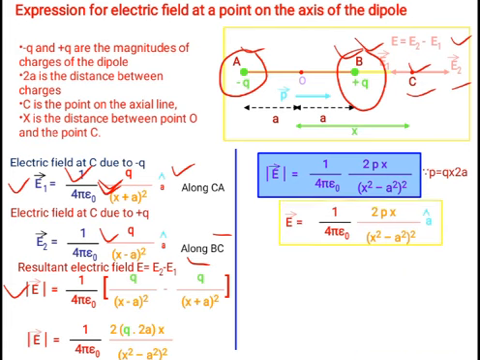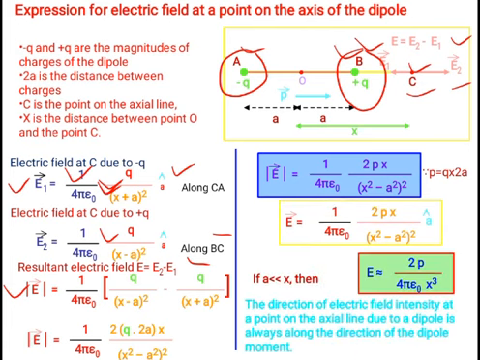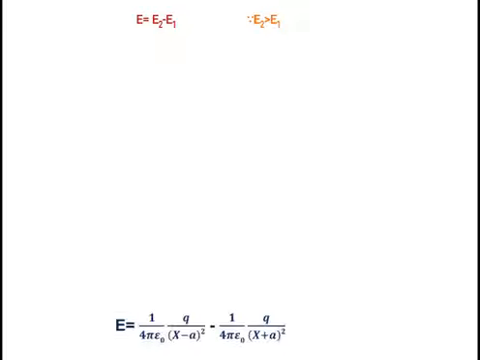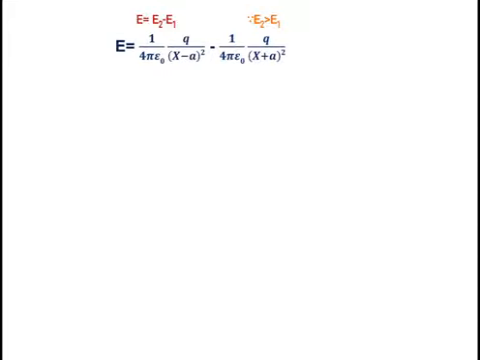Next, the final expression for electric field E is approximately equal to 2p divided by 4 pi epsilon naught x cube. But how did we get all these steps? Let us understand one by one. So E is equal to E2 minus E1, because E2 is greater than E1. Now substitute the values of E1 and E2 in this formula.